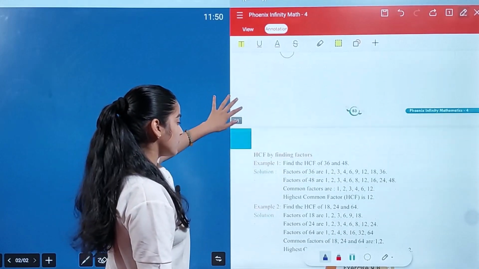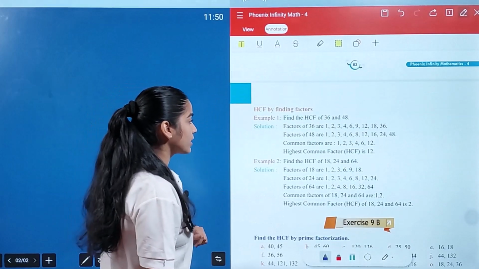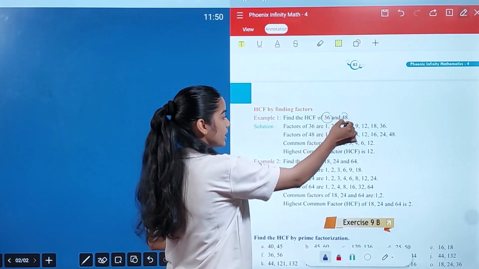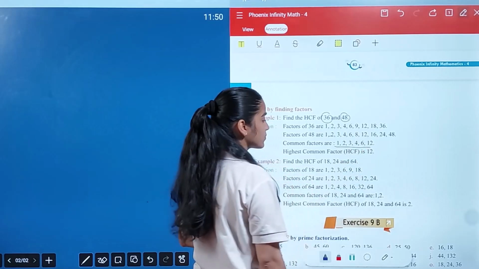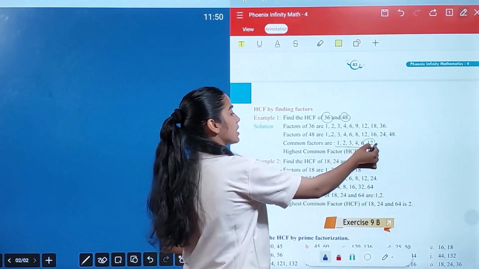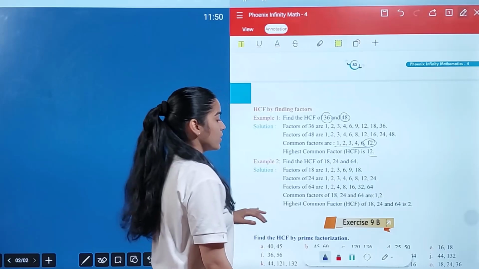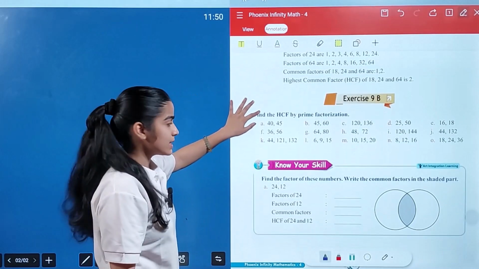Okay. Now we move forward to HCF by dividing factors. So for 36 and 48, first we have to find out the factors. Now these are the common factors we have. Among these, 12 is the highest common factor.